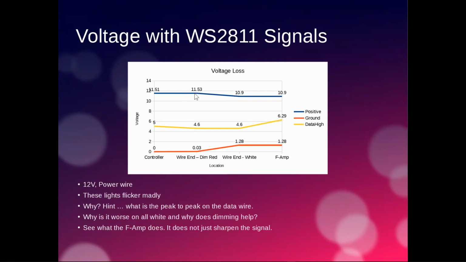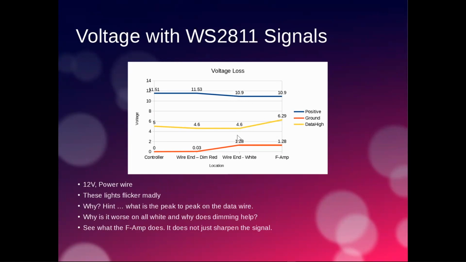Everything's good. However, when I turn the pixels on, so I'm still measuring at the end of the wire here, but now I've turned all of those pixels on full white. The big difference you'll notice here is that the ground has moved up quite significantly and the positive has dropped. If I was to measure the voltage at the end of the wire at this point in time, it would be 10.9 volts minus 1.28 volts, which is going to be 9-ish volts. But that's kind of by the by.